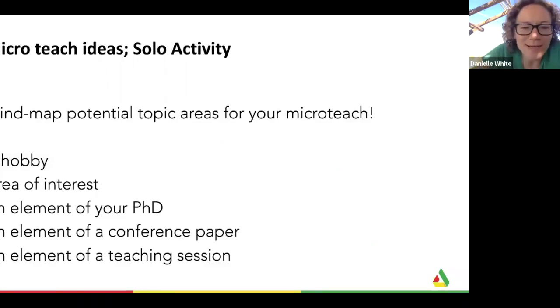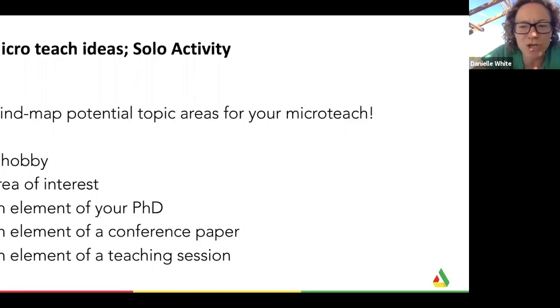So for this solo activity, what I would like you to do is think about some of the topic areas that you might want to use for your micro teach. So as I've said, we're going to look at how you are going to put together a learning journey, and therefore it's not actually that important that the content of the micro teach is something that's theoretical, that's academic, even though it's something that you're going to deliver in a higher education space.